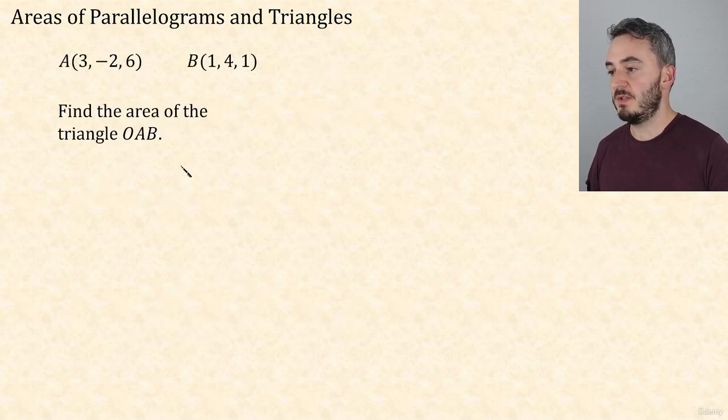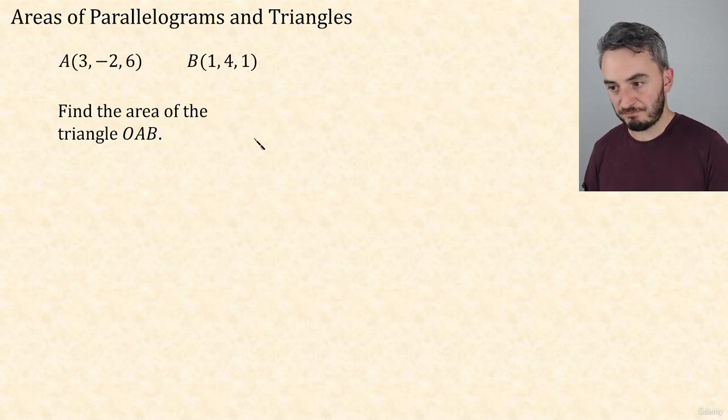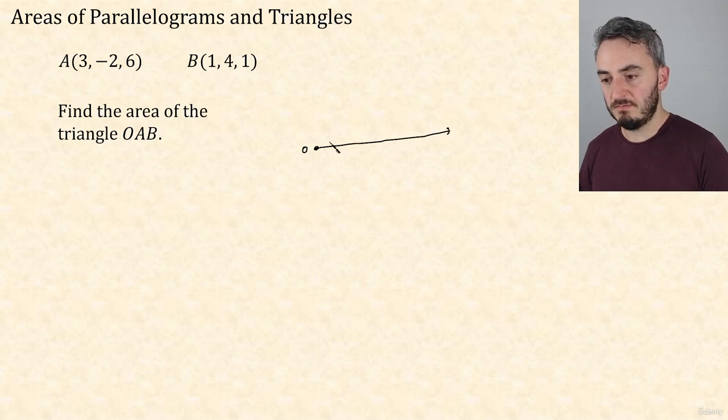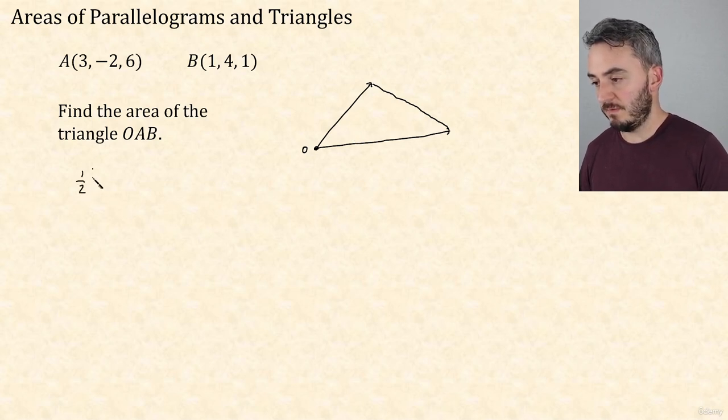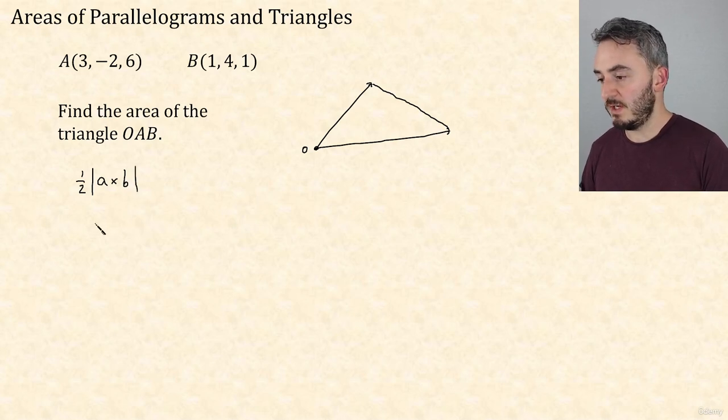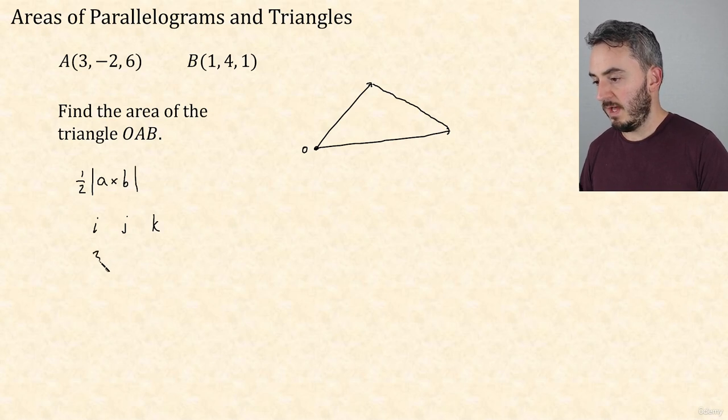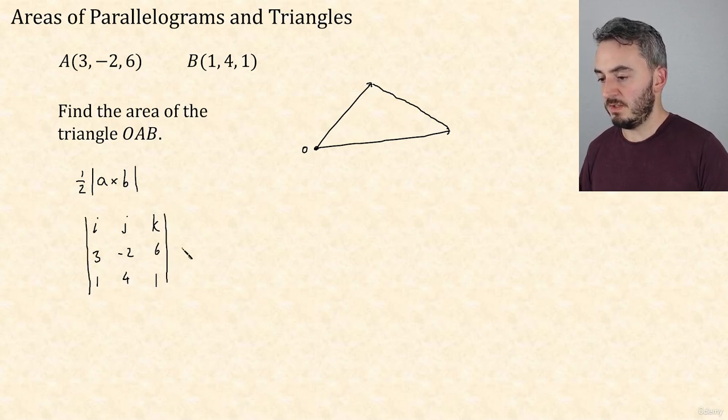Here's some examples. So here's a vector A and a vector B. Find the area of the triangle OAB. So our picture here is, here's the origin, here's A, here's B, and we're going to find the area of that triangle simply by using that formula that it's half of the modulus of the vector product of A and B. So let's find the vector product of A and B. So we put A here, 3, minus 2, 6, 1, 4, 1. Find the determinant of that matrix.